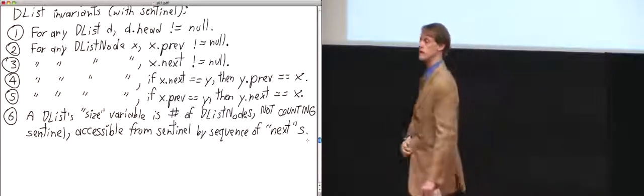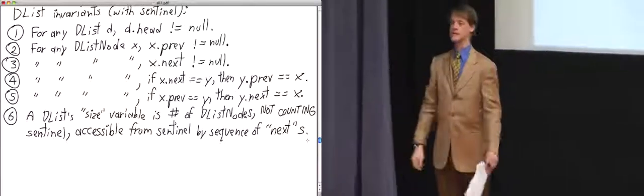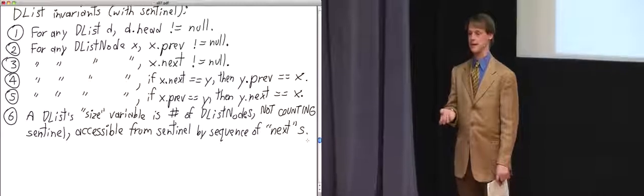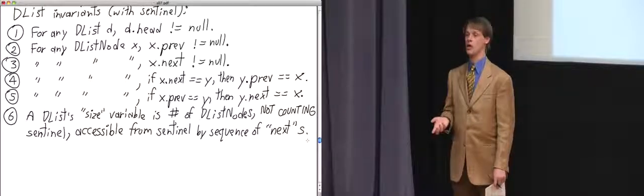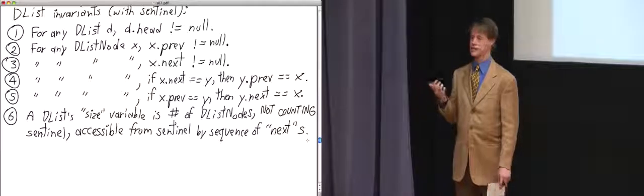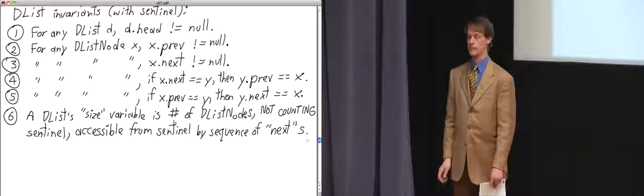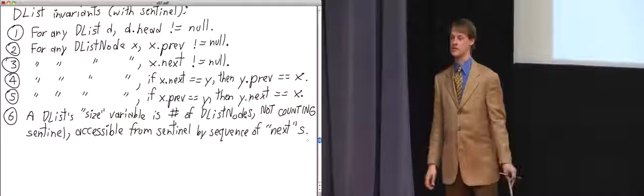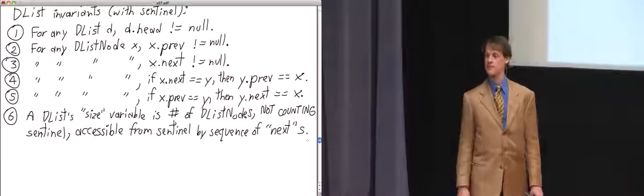The question is, if we got rid of the tail node, why can't we get rid of the head node? You have to have something that points to the sentinel, or at least something that points to one node in the list. You don't have to call it head, you could call it sentinel or something else. But you have to have some reference to a dlist node, or you've lost your list.